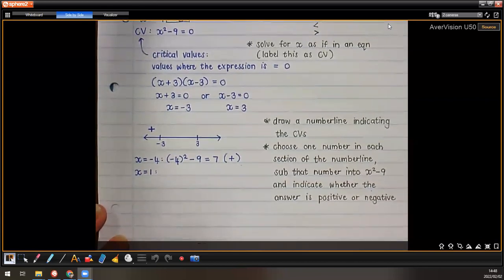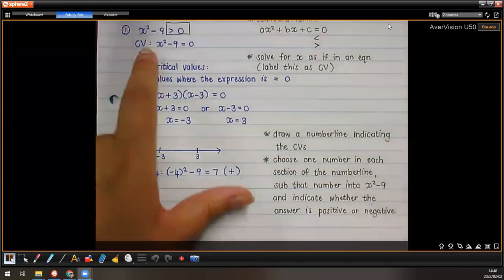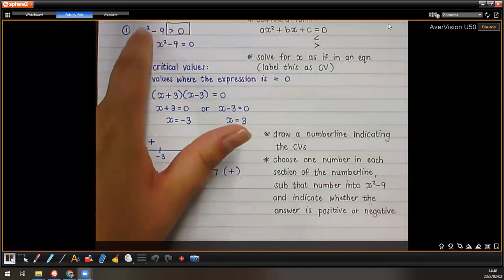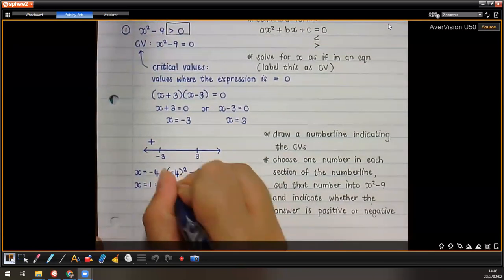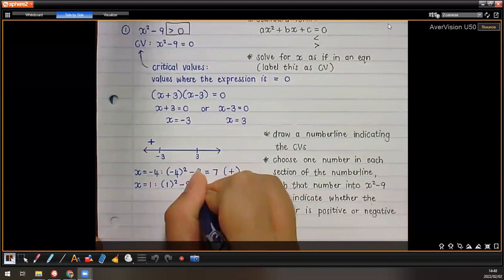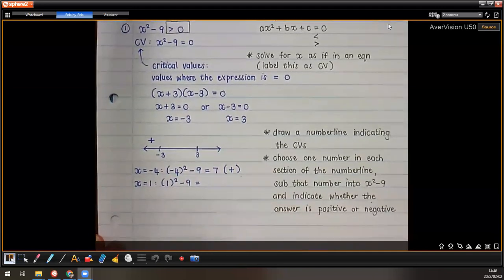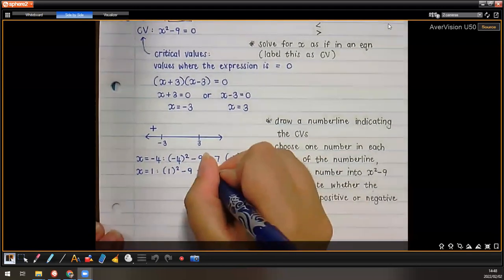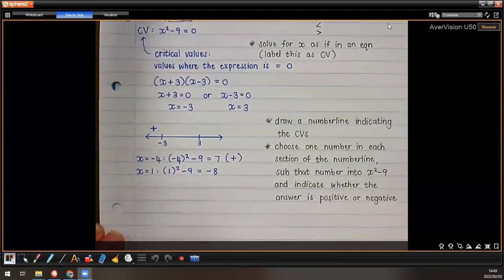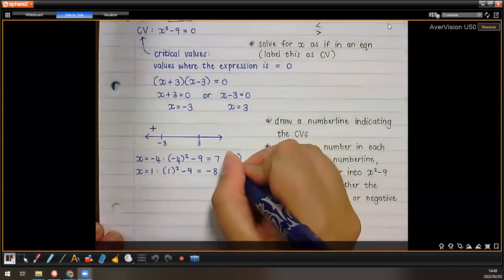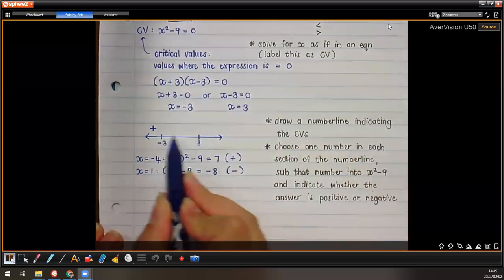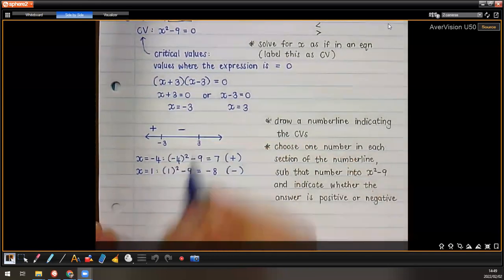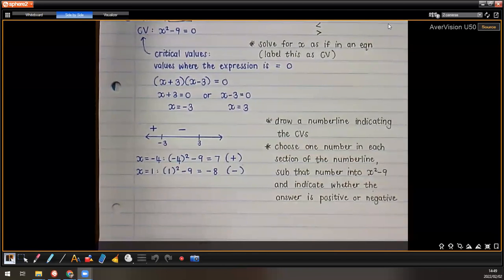So remember the inequality that we're trying to solve is x squared minus 9. So we're subbing it in there. We're going to say 1 squared minus 9. What's 1 squared? 1. 1 minus 9 is -8. Is that positive or negative? Negative. So on my number line for this section, I'm going to put a minus. And that means that any number between -3 and 3 will give me a negative answer if I square it and then subtract 9.